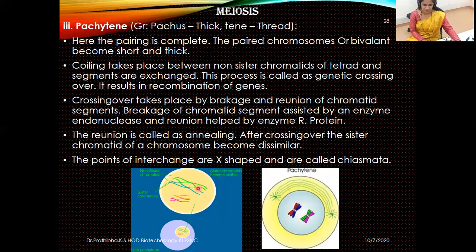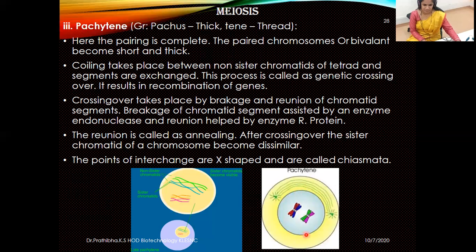After crossing over, the sister chromatids of a chromosome become dissimilar. The points of interchange are X-shaped and are called chiasmata. This crossing over you are going to observe in the form of chiasmata. You can see here the microscopic view of pachytene.